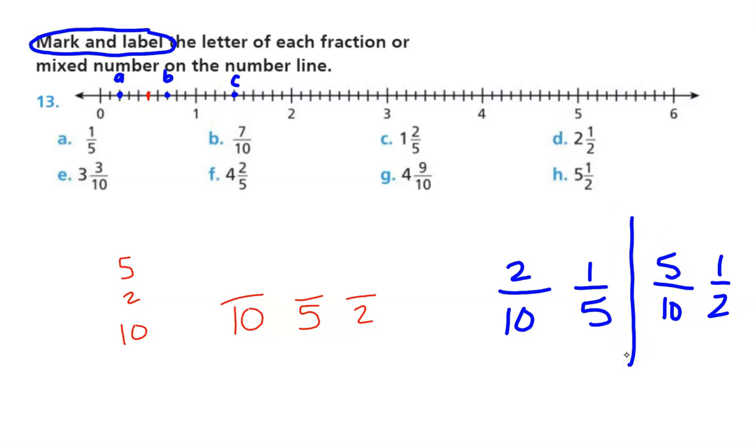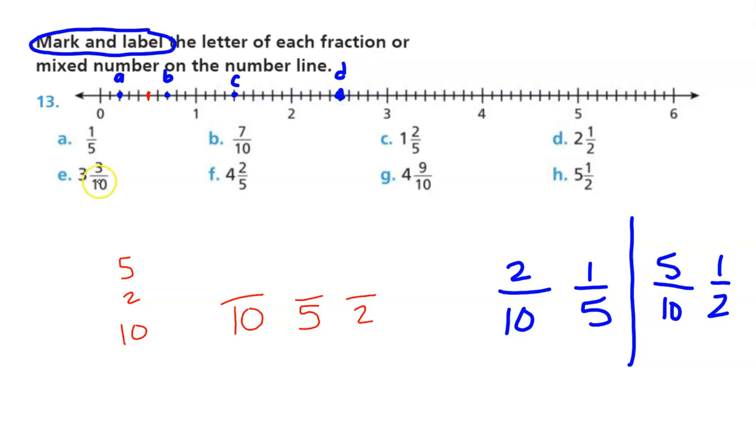Okay, let's look at D. D is 2.5. So I know that my answer is going to be somewhere between 2 and 3, and it tells me that it's half. So I should be looking for right smack in the middle of that, which would be right there. And so I'm going to label that with D for 2.5.